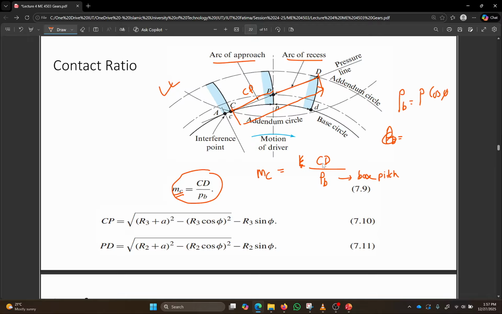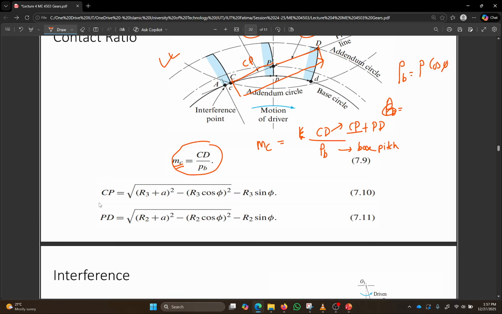And what is contact length? CD can be divided into 2 parts. CD is nothing but CP plus PD, where CP is the arc of approach and PD is the arc of recess. So CP can be derived using this formula and PD can be derived using this. And what is R3 and R2? 2 is the input gear and 3 is the output gear.